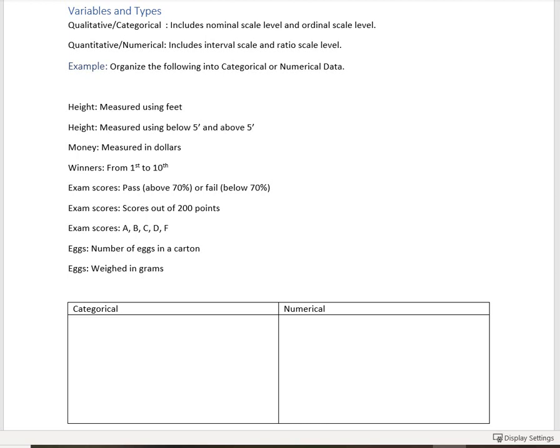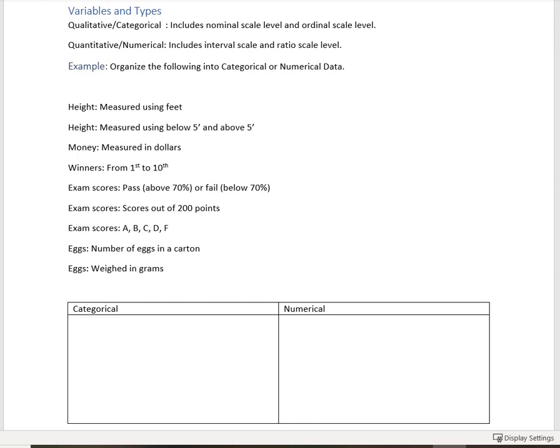An ordinal level is one that has a sequential order typically. So you could say bad, good, better. That would be ordinal. Now, quantitative or numerical is going to include interval and ratio. So, interval is where things can increase or decrease. So, for example, temperature. Whereas, ratio scale would be percentages.